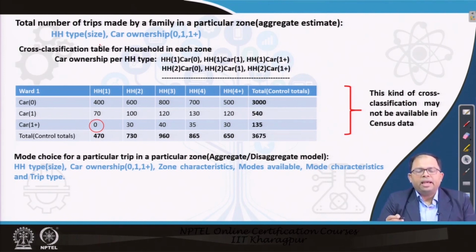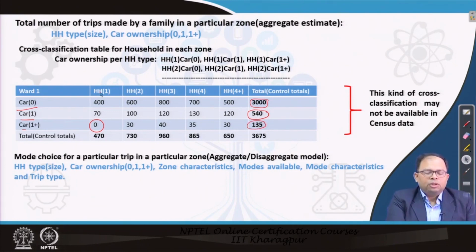So, if I want to make an aggregate estimate for each of these household types or car ownership, what kind of trips are made, then we need to create a cross classification table for households in each zone. That means for each zone, if I am predicting what kind of trips are being made, we will make a table where we have household size as the different columns, and in different rows we have the car ownership, and then we can see that over here the total number of families having 0 cars is 3000, total number of families having 1 car is 540, total number of families having more than 1 car is 135.